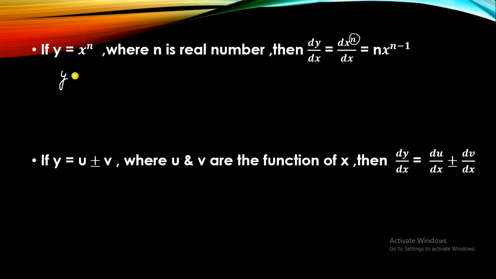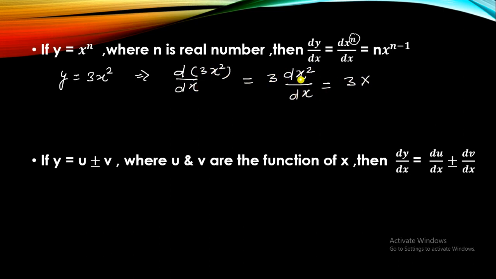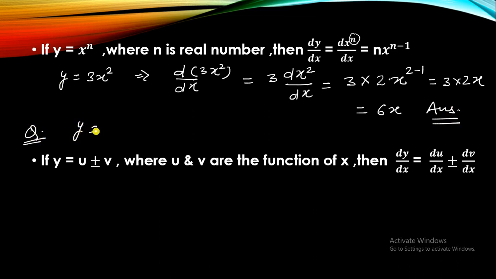So in the previous question, y is equal to 3x square. This implies d upon dx of 3x square. First we use the previous formula: 3 dx square by dx is equal to 3 into, here the power of x is 2, so n is 2, into x power 2 minus 1. Then the answer becomes 3 into 2x, so 6x. This is your answer. You can practice: y is equal to 6x power 4 and y is equal to x minus cube.